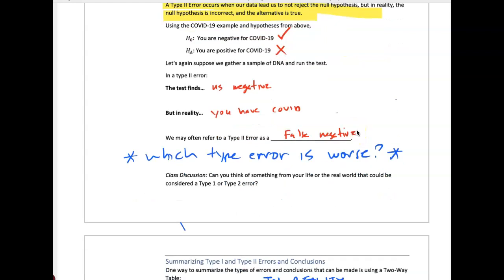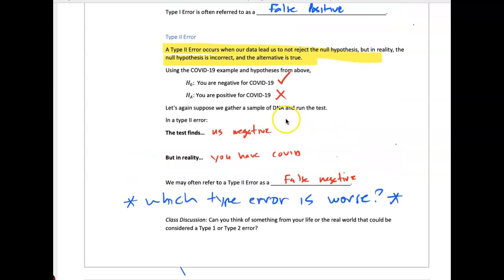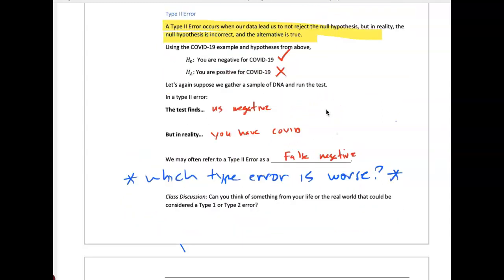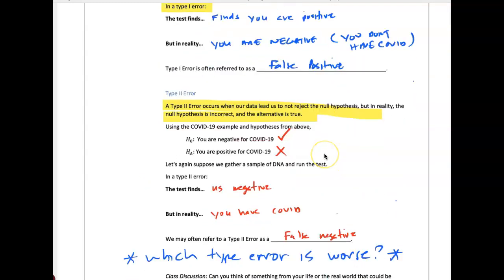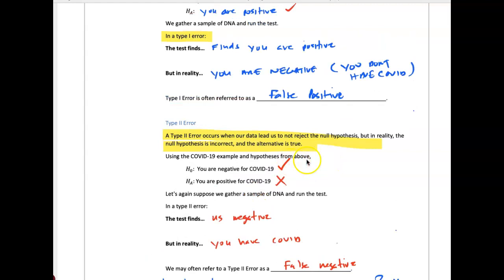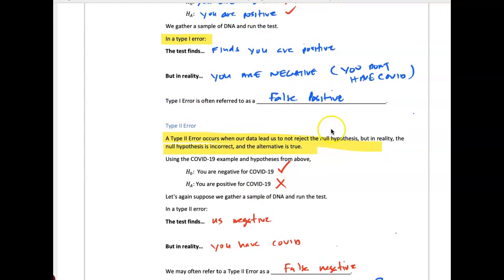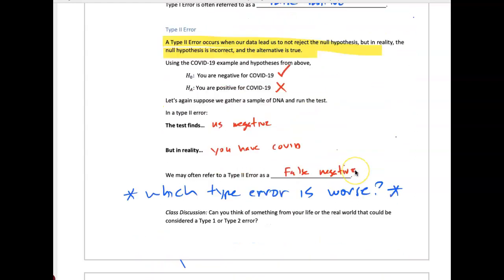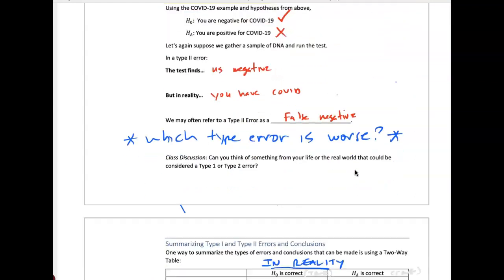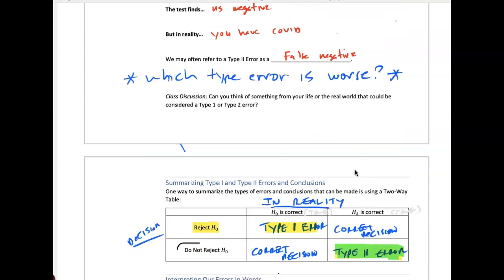Now, something to think about in this real world context: which type of error is worse? Do you want to have a type 1 false positive or false negative? And the answer to that question is contextual, meaning that it depends on the circumstances of what we're testing. What's worse, having COVID, not knowing it, or not having it and someone saying you have it? Again, that's all contextual. It's something to think about.